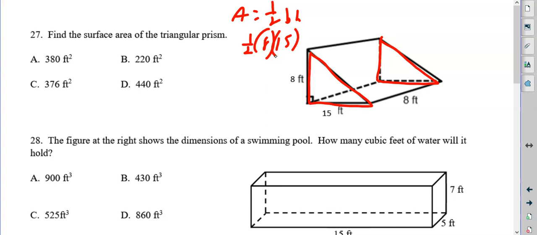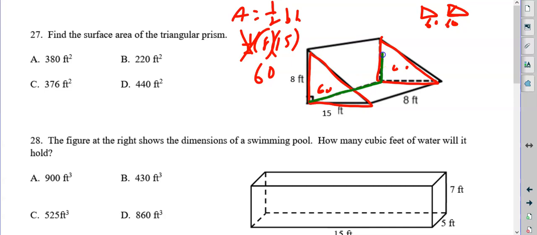Okay, so if we do 8 times 15, but then divide by 2, we get 60. But that means this triangle is 60 and this triangle is 60. So since there are two triangles, we can get rid of that and just do 120, depending on how you want to look at it. There's a triangle, they're both 60. So we had 120 so far. Now what do we have?